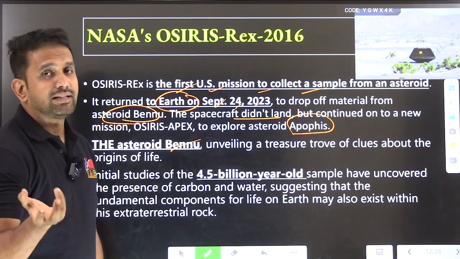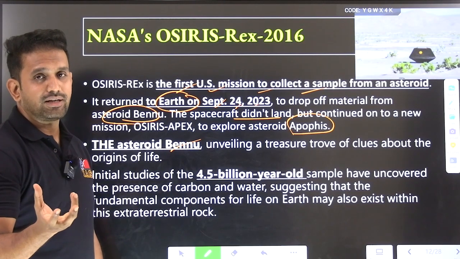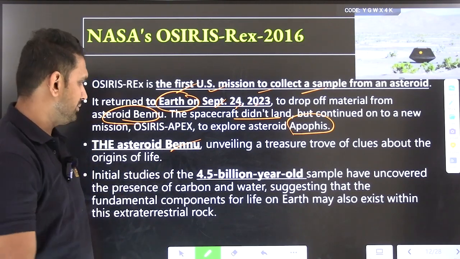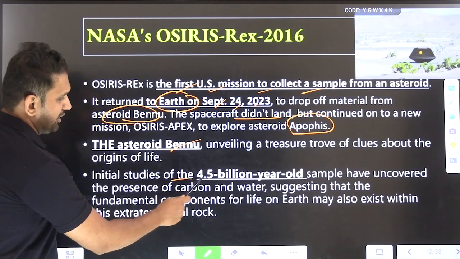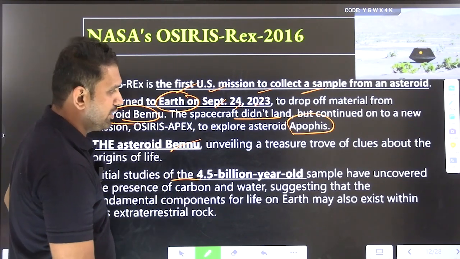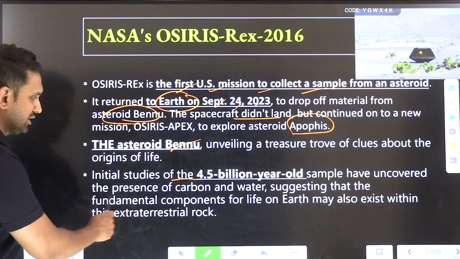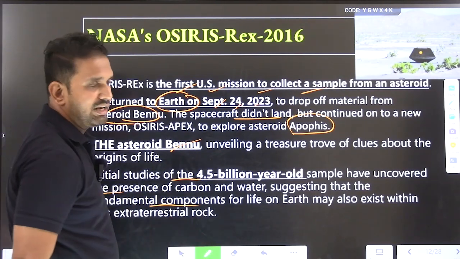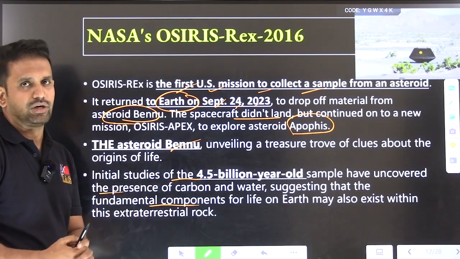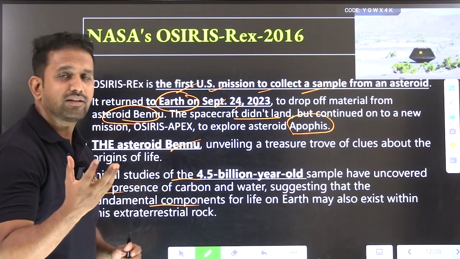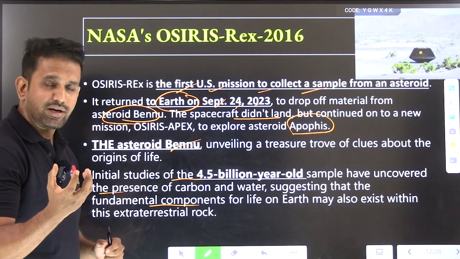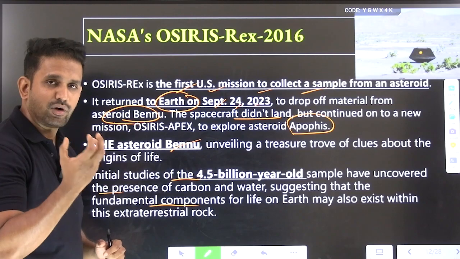Yes. So whatever rocks Bennu brought will be one of the important criteria to know the origin of what? Earth. Okay, initial studies say that it is 4.5 billion years old. Samples have uncovered the presence of carbon and water, suggesting that the fundamental components for life on Earth, carbon and water, are also there. The rocks that they have got from the Bennu asteroid are made up mostly of carbon and water.